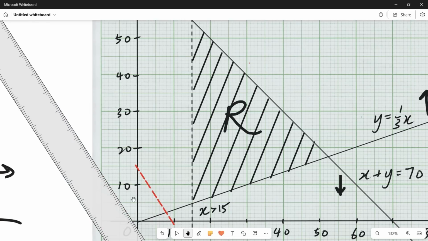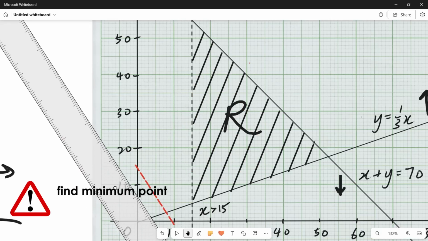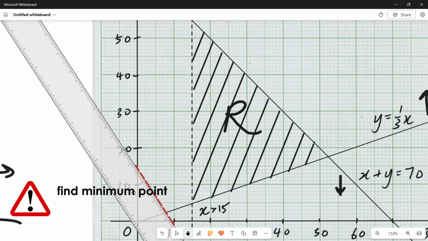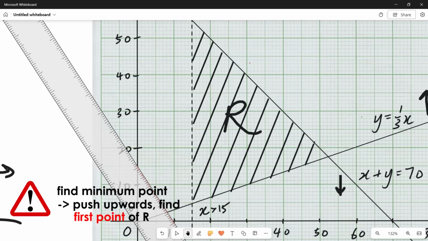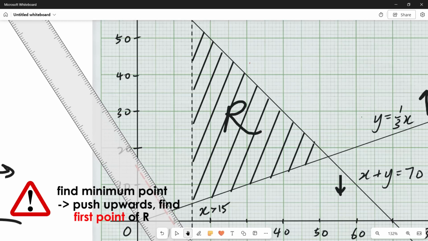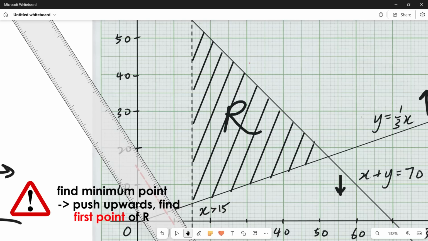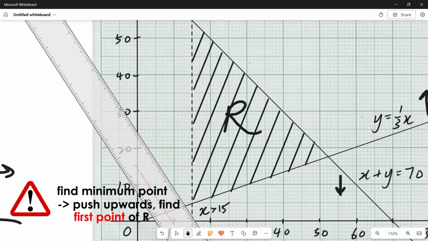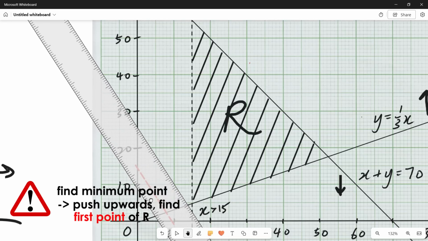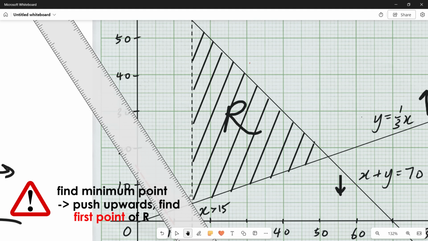Alright, so this is our line of the objective function. Now we need to find the minimum registration fee, so we are going to find the minimum point on this region R. To find this minimum point, I'm going to place my ruler onto this line, and then push it upwards until the line passes through the first point on the region. The first point that I will pass through would be this point here.